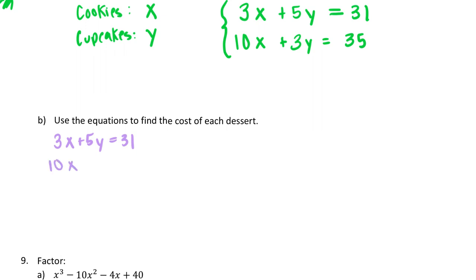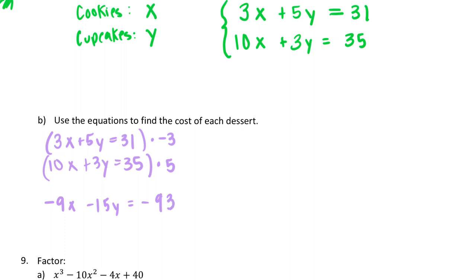So we've got 10x plus 3y equals 35. Now we want to get rid of one of the variables. It's really your choice which one you want to do. I'm going to get rid of the y's just because we got rid of the x's on the last problem. So to get rid of the y's, I need to multiply the top equation by -3 and the bottom equation by 5. So we end up with the equation -9x minus 15y equals -93.